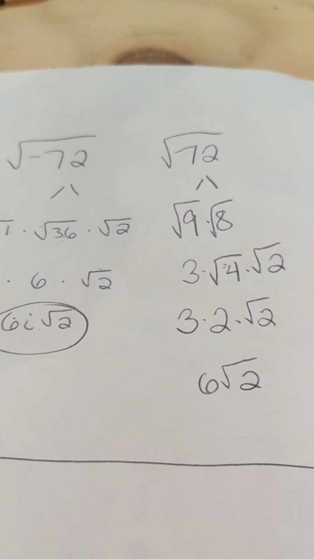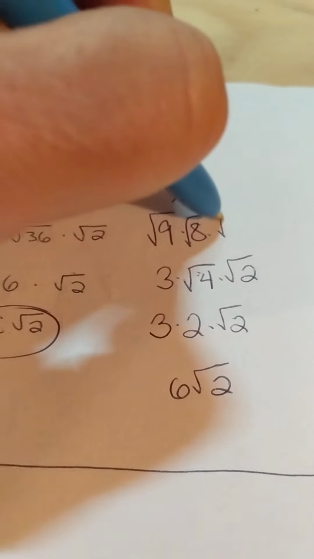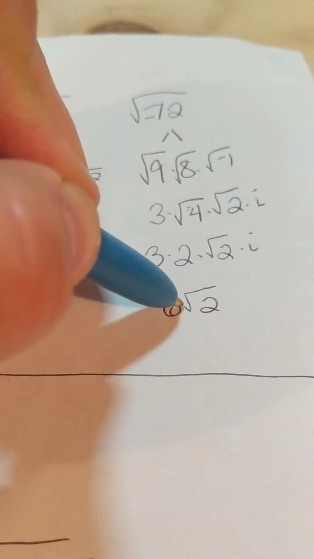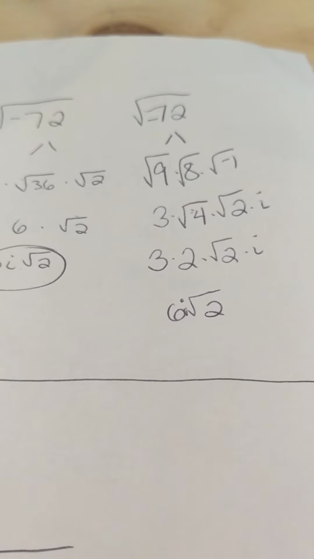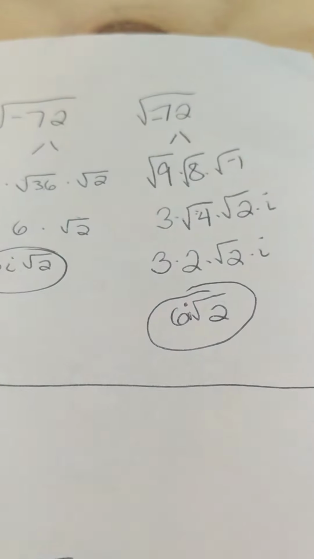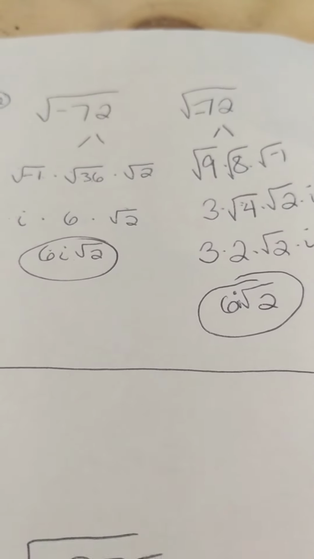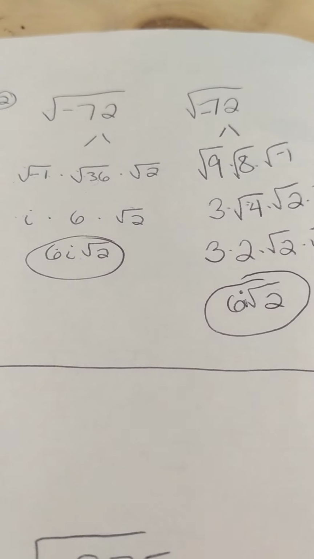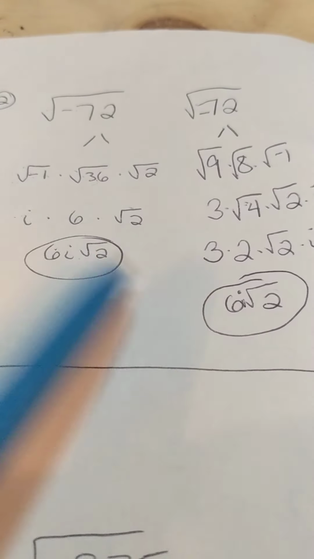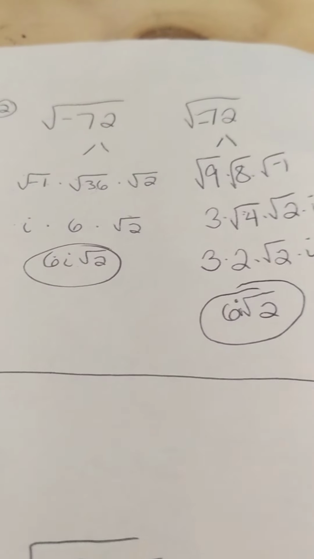But remember, it was a negative 72. So I also need to multiply by the square root of negative 1. I'm going to now change that to i, and so then right here, I'm going to squeeze in that i. So again, I am simplifying this so that there are no more perfect squares in my radicand. And as you take those perfect squares out, take the square root of them, and then they become coefficients, they become multipliers. 3 times 2, 6 times i, etc.